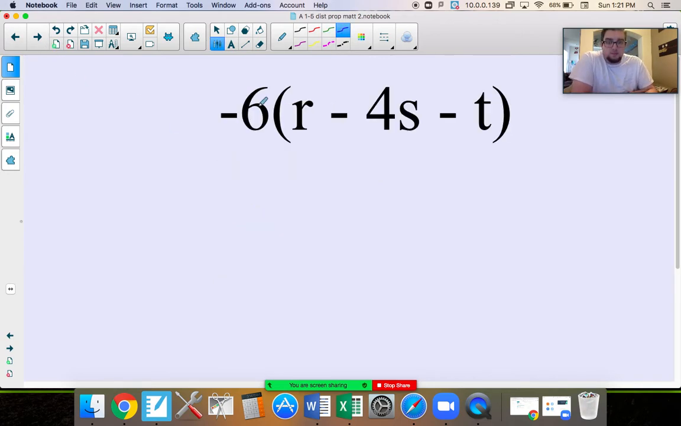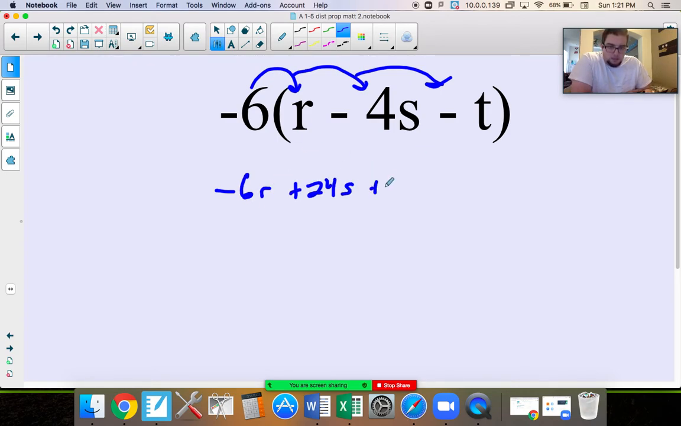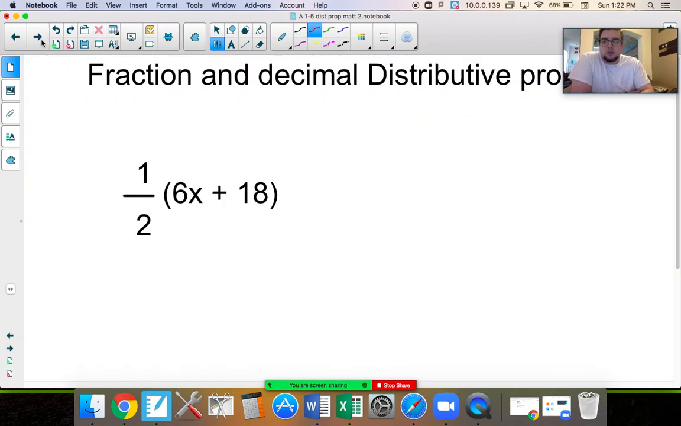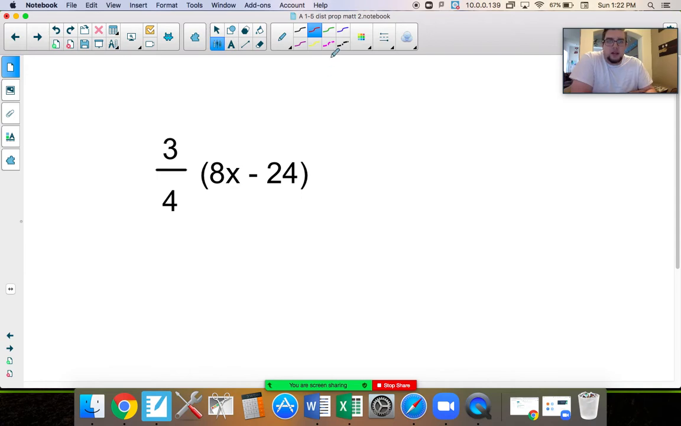So if there's more than 1, same thing, everybody's going to get multiplied. We have negative 6r, positive 24s, positive 6t. And when there are multiple variables, you list them from largest power to smallest power, alphabetical order, like this. So let's skip to one. Let's say we have a fraction like this, 3/4. The 3, since it's on the top, is going to multiply, while the 4 on the bottom is actually going to divide everybody. So you can kind of go through.